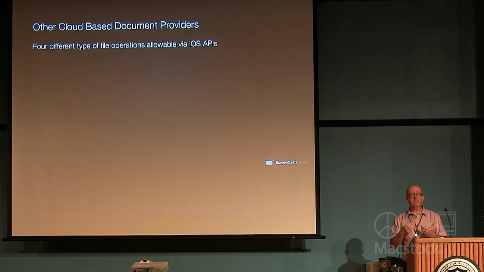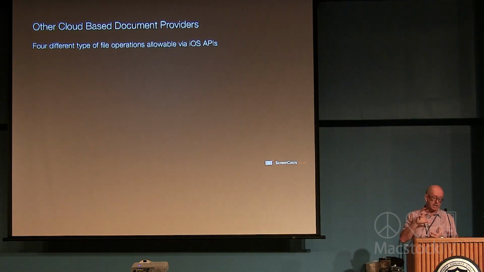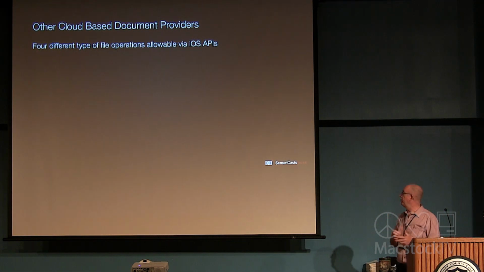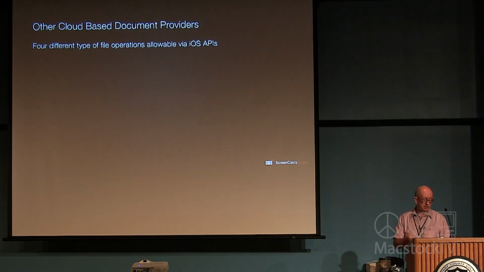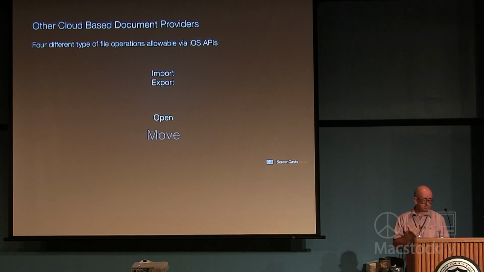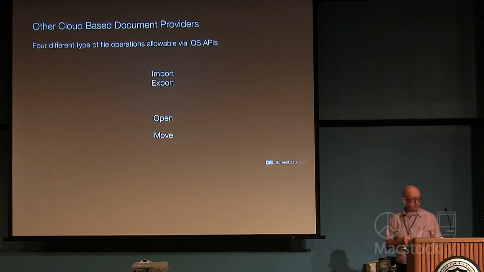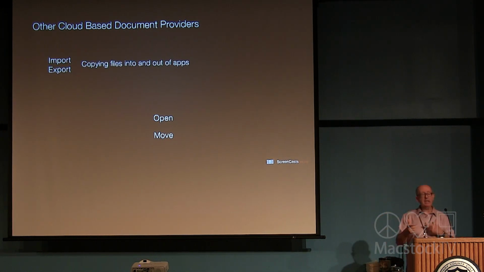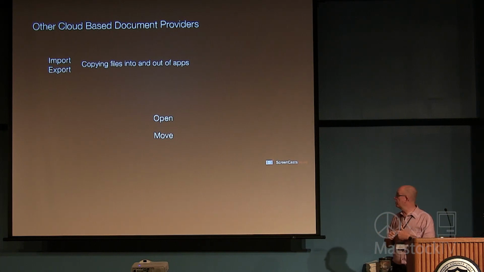Because when developers develop these apps and APIs, there are only four different sorts of file operations that are allowable. The first is import, the second is export, the third is open, and the last is move. Import and export are really copying files in and out of a storage location, which is okay, but you end up with multiple copies of the same document, and it's really hard to know which has been updated and which is the current version. If you can at all avoid it, you really don't want to use import and export.